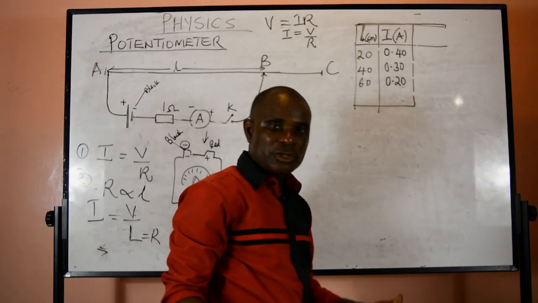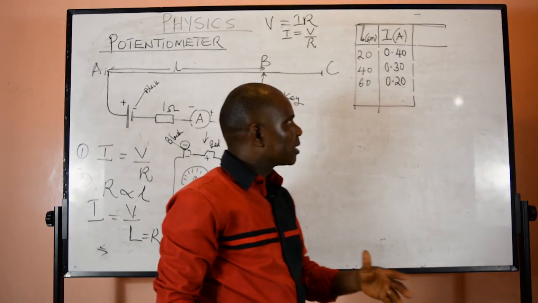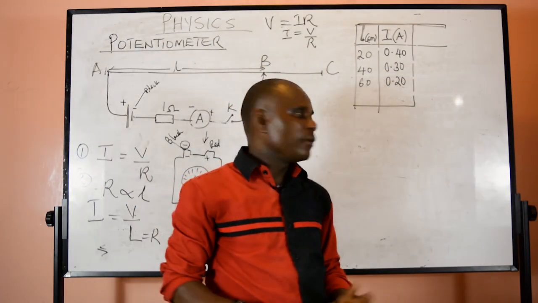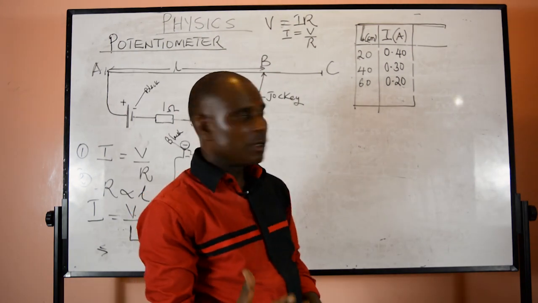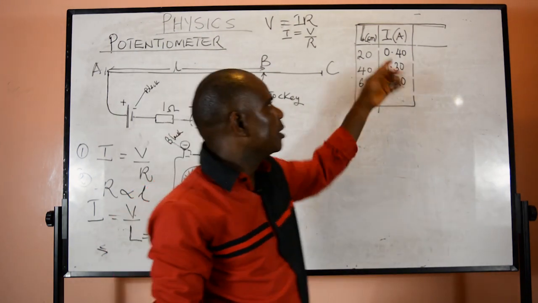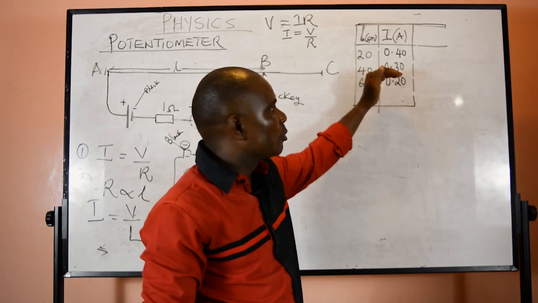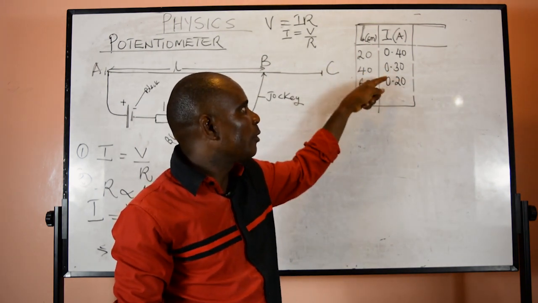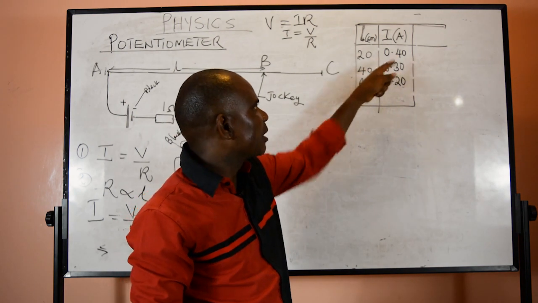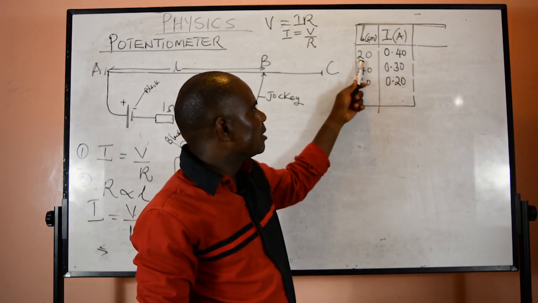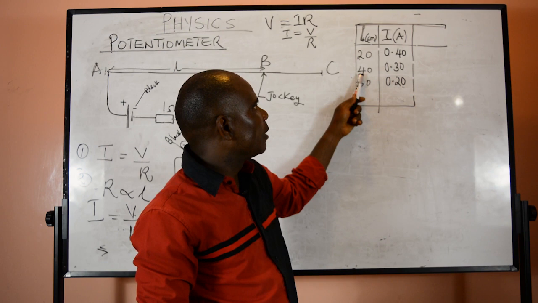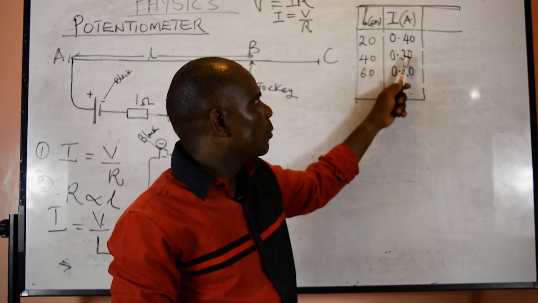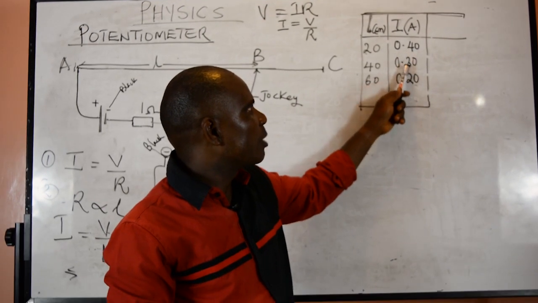My battery is not new, so I expect some of these variations. But when you do it in the laboratory, with very sophisticated material or battery, you could see the relationship clearly. It means that when the resistance is increasing, the current must be falling, and that's what we have seen here. As I increase the length from 20 to 40, the current reduced from 0.4 to 0.3, so it was dropping by 0.1.